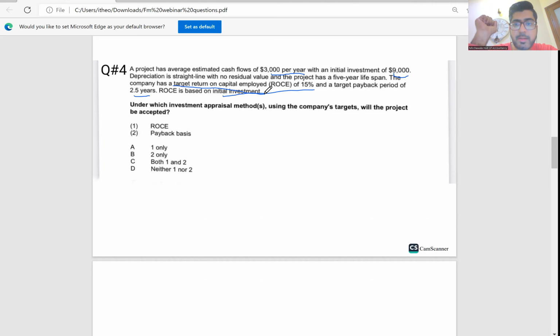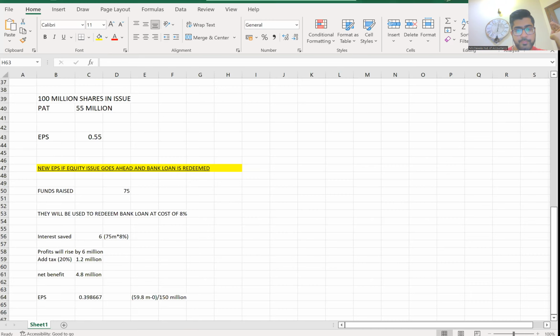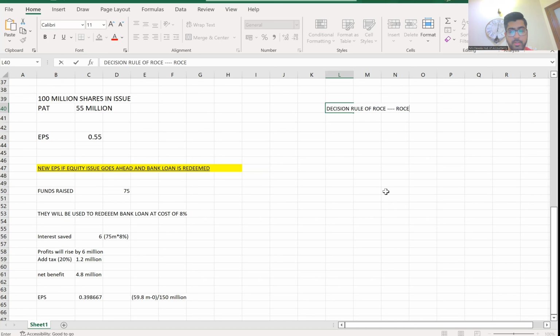Under which appraisal methods using the company's targets will the project be accepted? Whether it's acceptable under ROCE or payback: 1, 2, both 1 and 2, or neither. Now, the decision rule of ROCE: ROCE must exceed target ROCE. And the decision rule of payback: payback must be less than target payback.